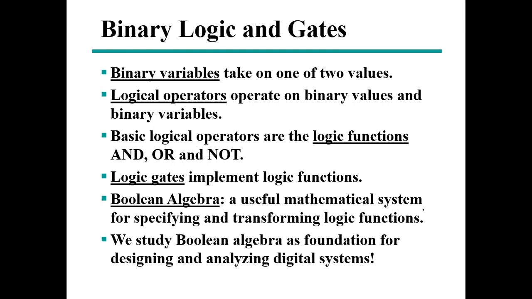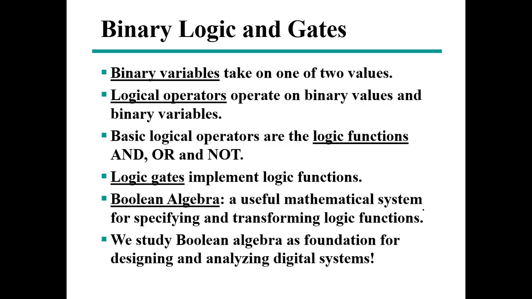So let's get started. So first of all, binary logic and gates, these terms we went through these terms. Binary variables are variables that take on two values, one of the two values, on and off, true, false, 1, 0. We call all these names to those values. But binary variables are variables which take on one of the two possible values.